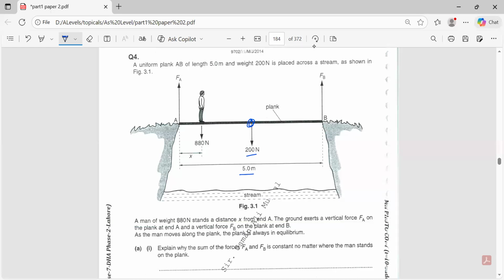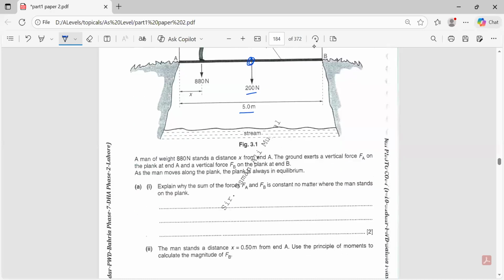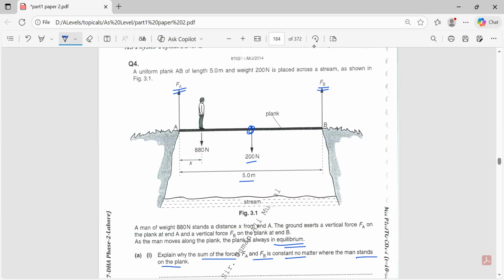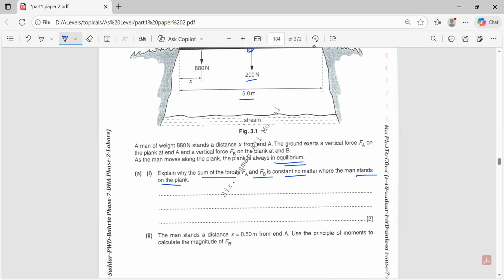The question says there is a weight of 200 Newton, and it is placed across a stream as shown in figure 3.1. So this is figure 3.1. There are two forces acting: at point A there is FA, at point B there is FB, and two downward forces are acting. The question says that as the man moves along the plank, it is always in equilibrium. So the plank will always remain in equilibrium. The question says: explain why the sum of forces FA and FB is always constant no matter where the man stands on the plank. So wherever the man moves, why is the sum of FA and FB always constant? How will you start answering this?